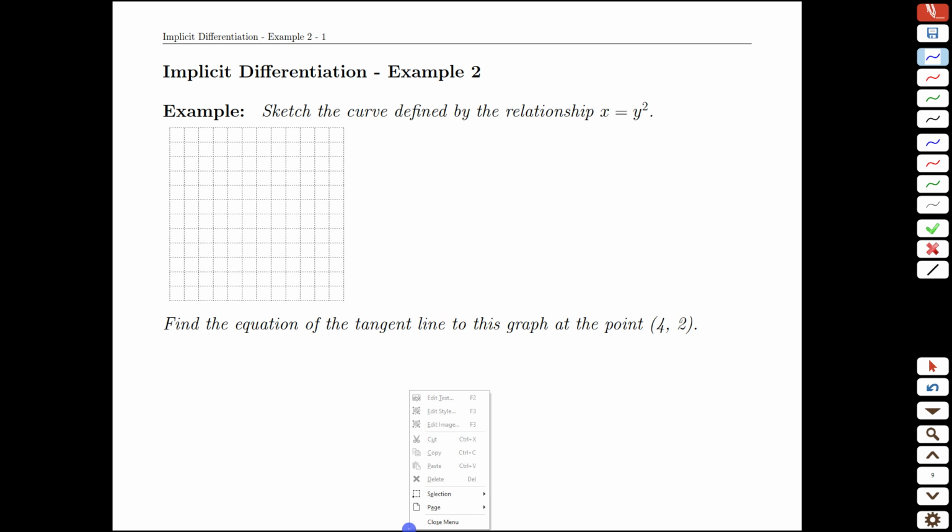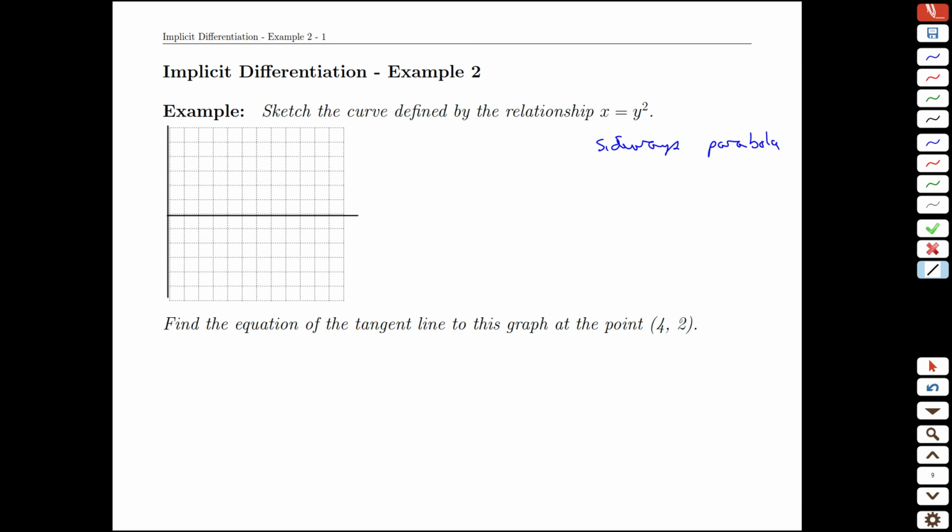In this video, we're going to look at another example of implicit differentiation. In this case, we're looking at x equals y squared, which is the sideways parabola. It is interesting because it is not a function again. It is the parabola that has a top arch, like so, but it also goes down to a bottom arch as well, like that. This entire curve is defined by y squared equals x.